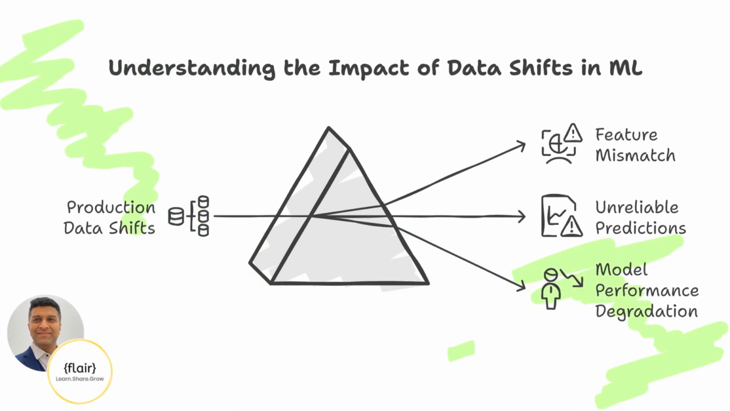The first is production data differing from training data. Imagine you've trained your model on a clean, controlled data set, but when it hits production, the data starts to look different. This mismatch is a huge issue. Your model might be used to predicting based on features that no longer reflect the real world data it's encountering. This is one of the key reasons your model can suddenly start giving unreliable predictions after it's been deployed.